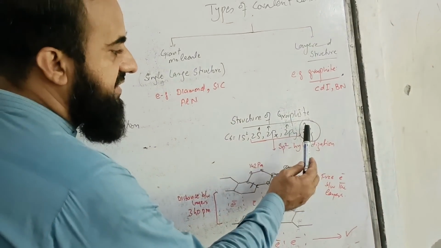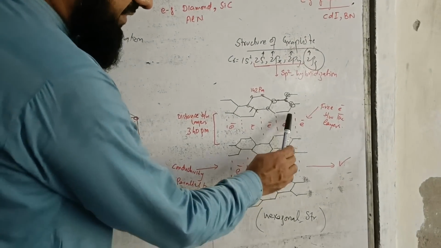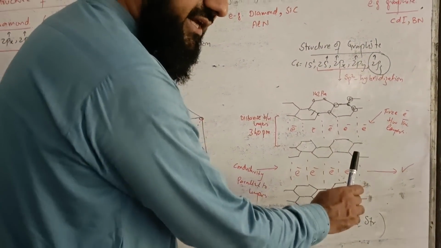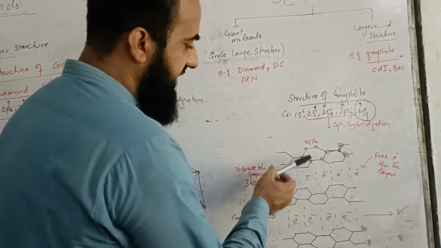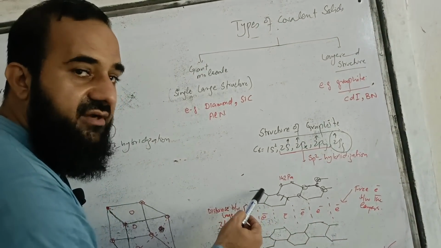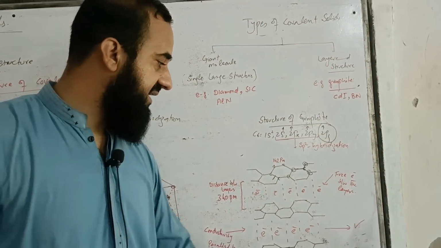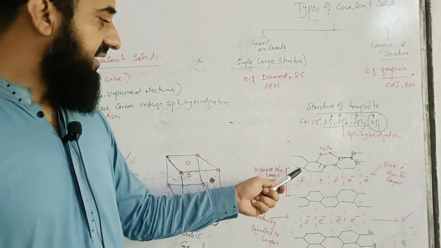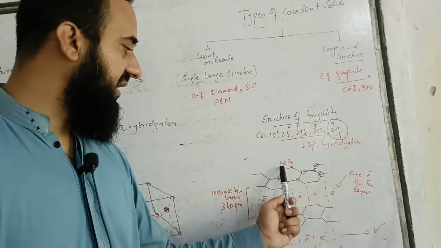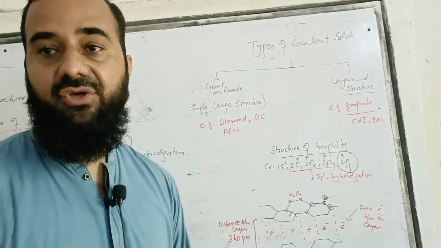The electron which does not undergo hybridization is present between the layers. These free electrons are responsible for the conduction of electricity parallel to the layer, in one direction. They are not present vertically, so the graphite crystal does not conduct electricity vertically. So the overall structure of graphite is hexagonal. The distance between the layers is 340 picometers, and the distance between carbon atoms is 142 picometers. So the overall geometry of graphite is hexagonal.